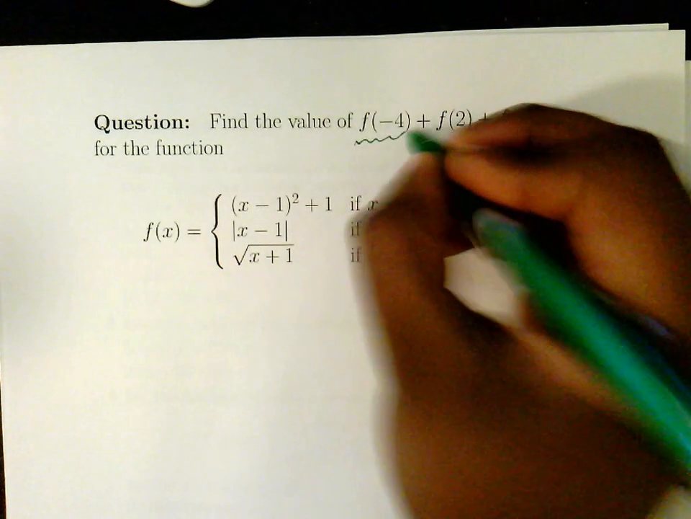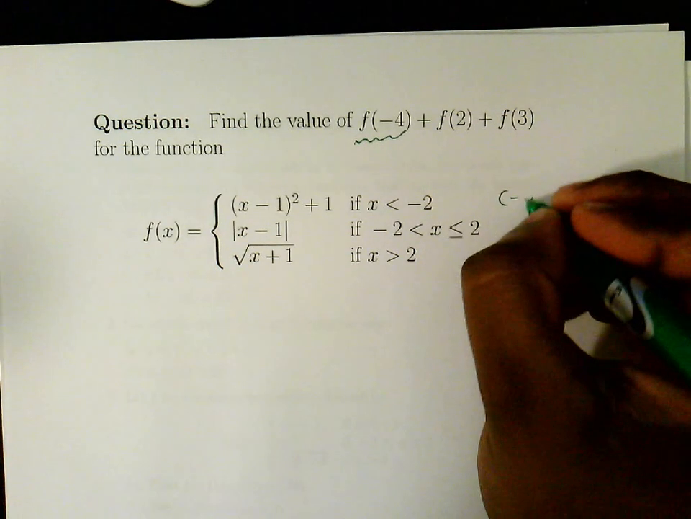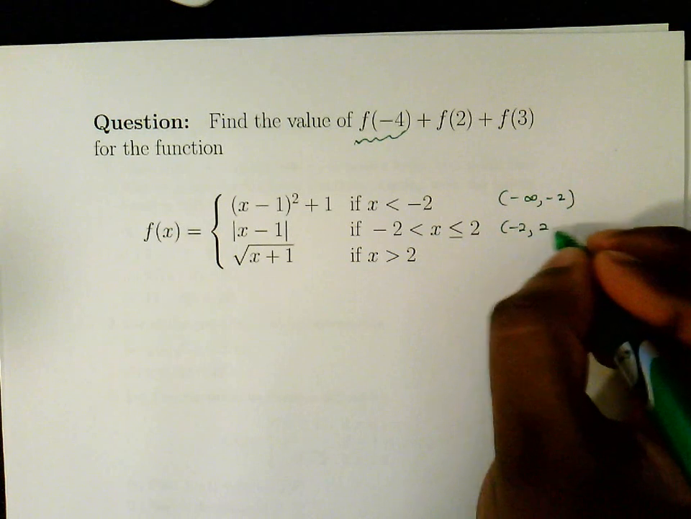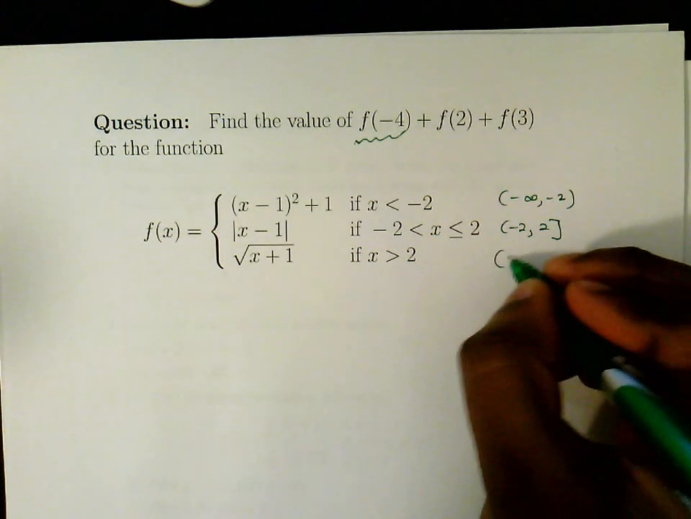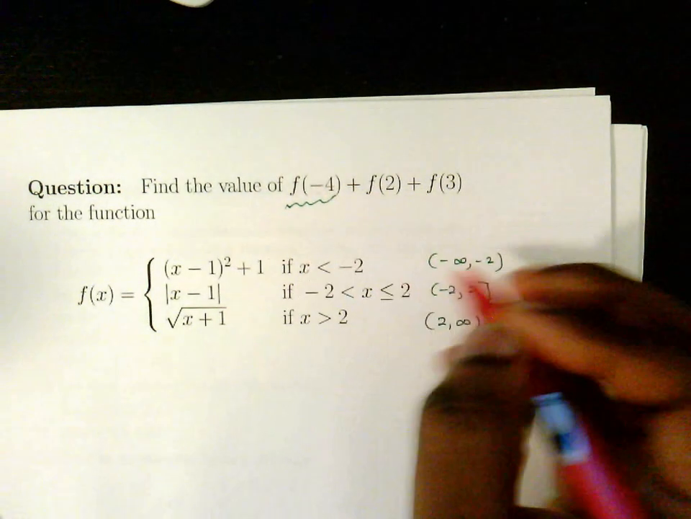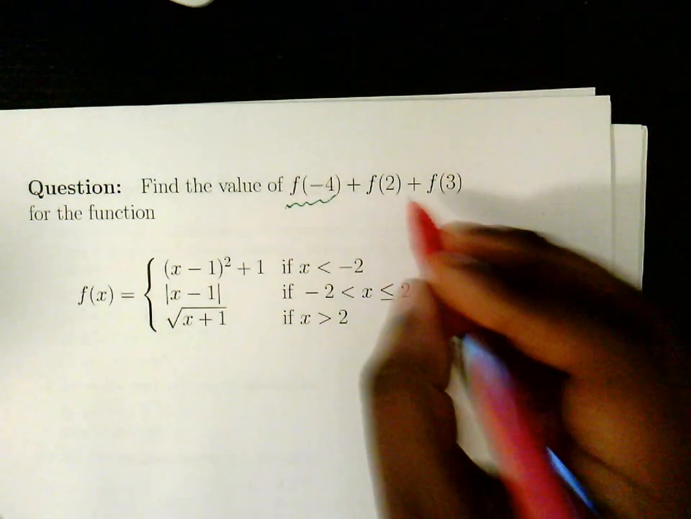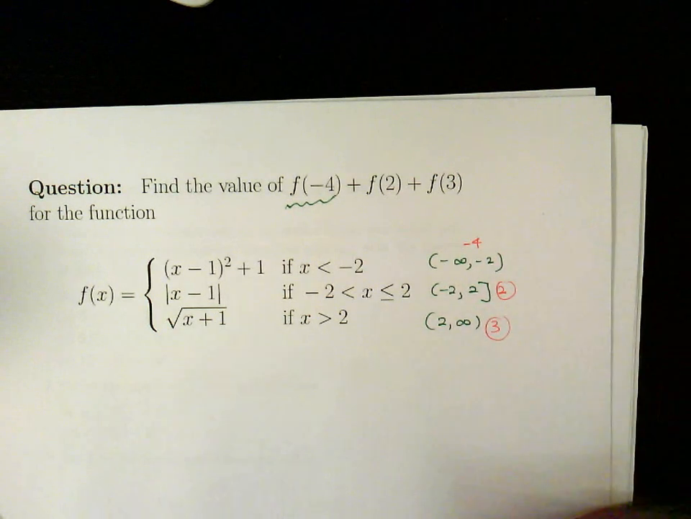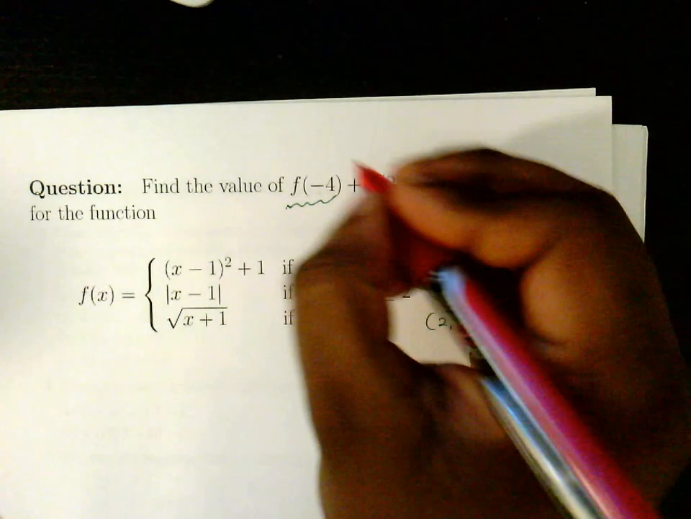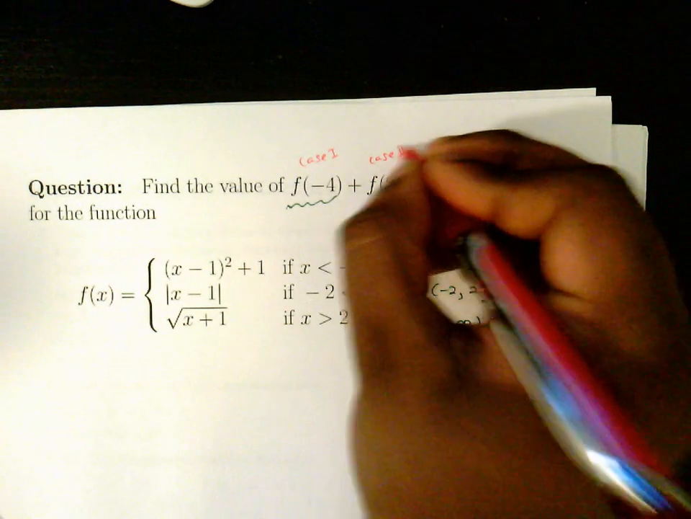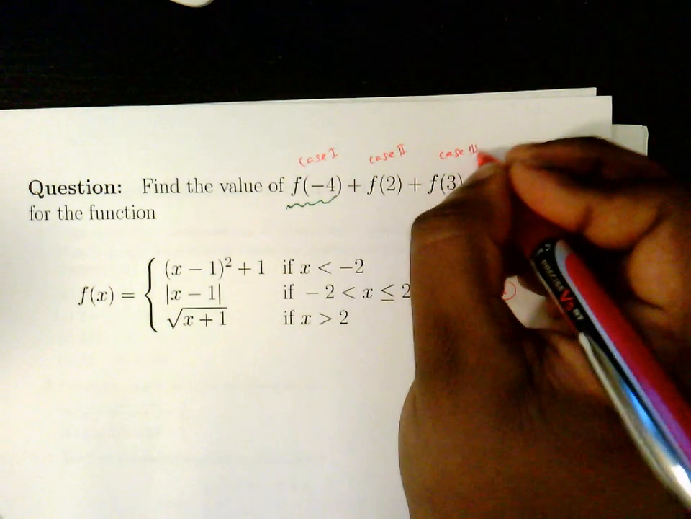So -4, this interval is -∞ to -2, this interval is -2 to 2 bracket, and this interval is 2 to infinity. So -4 lives here, 2 lives here, and 3 lives here. So this is case 1, this is case 2, and this is case 3.